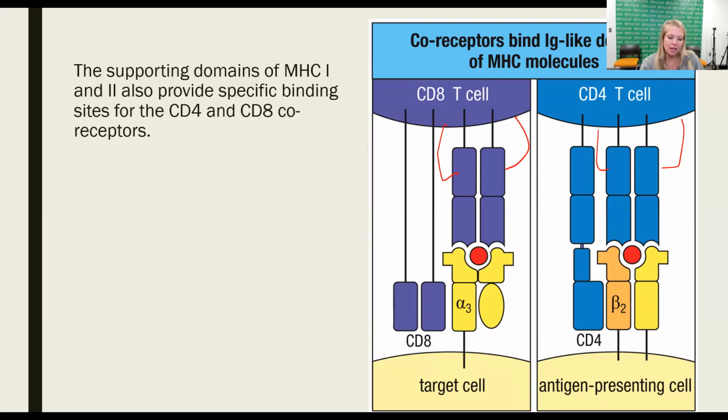We call these cells down here differently, a target cell, because this is going to be infected and it's going to be a target for cell death because cytotoxic lymphocytes are going to kill virally infected cells. We call this an antigen presenting cell because it is not infected, but it is the cell that took up the extracellular pathogen, processed it, and is now presenting it. And so that's why it's an antigen presenting cell.